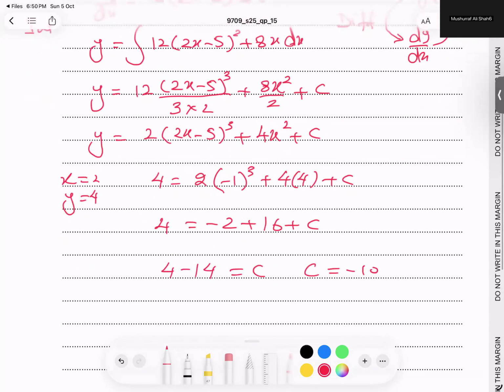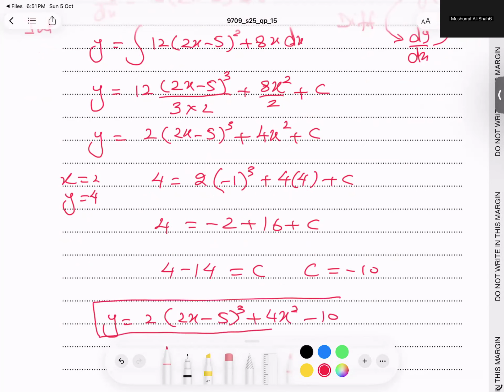Don't stop here. Plug it back into the equation. So y is equal to 2 times (2x minus 5) to the power 3 plus 4x to the power 2 minus 10. The question is completely over.